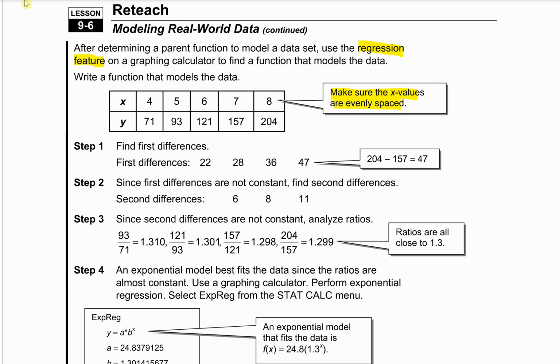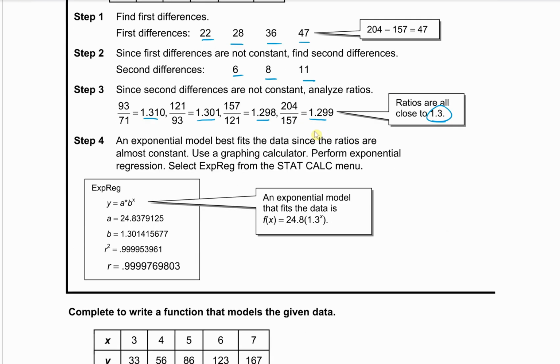And then you're going to look at the y's. Well, they looked at the y's and they found that, unfortunately, the first differences here are not the same. So we look at the second ones. Oh my God, they're not the same. So let's look at ratios. Look at what our ratios are. They're all pretty close to 1.3. They're not exact. And in real world data, it's going to be rare that you're exactly exponential or exactly linear or exactly quadratic. But the fact that the ratios are pretty darn close to 1.3 means we're going to use an exponential model.